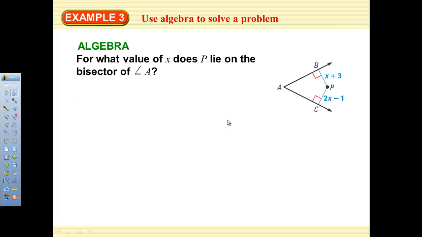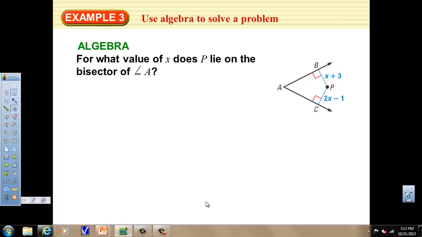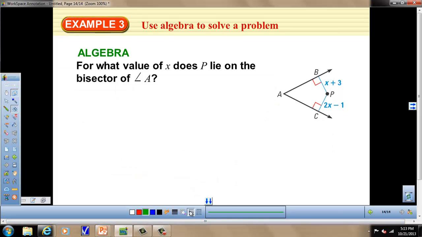And here's another one where we want to know what value of x does P lie on the bisector of A. So if we were to draw a bisector that did go through like so, then we would know that this distance, PB, would be equal to PC, and this would be an angle bisector, so it would cut it in half. So basically all you do here is say that x plus 3 would have to be equal to 2x minus 1, and then you'd solve it.